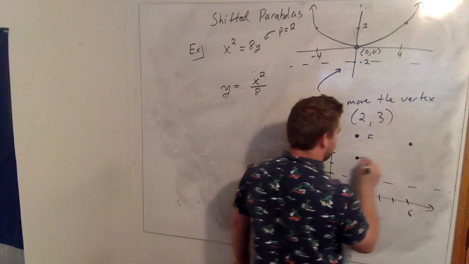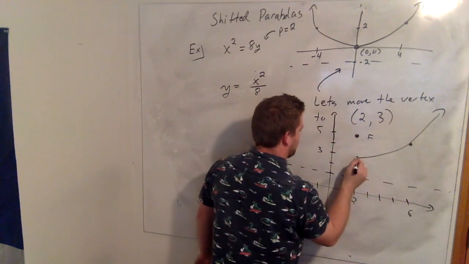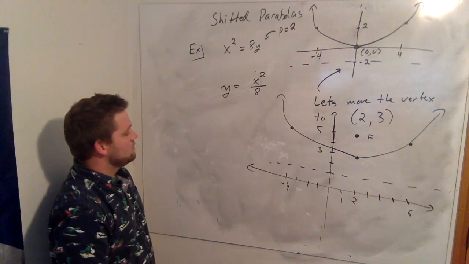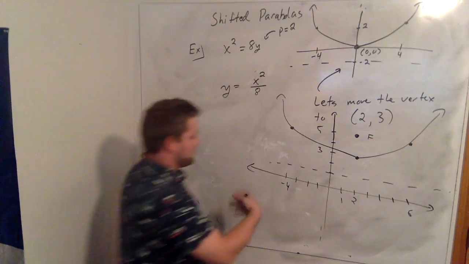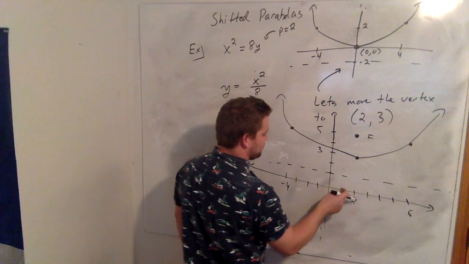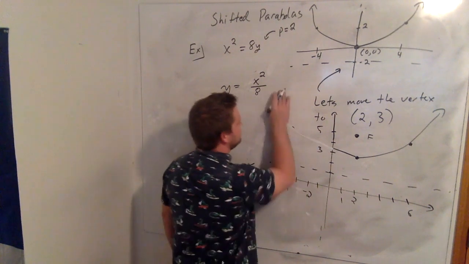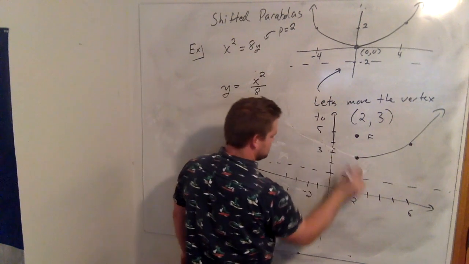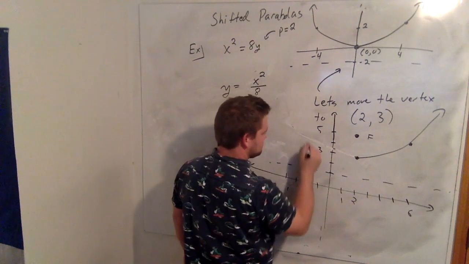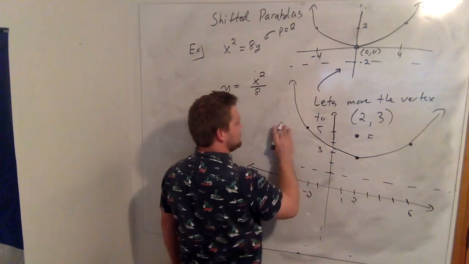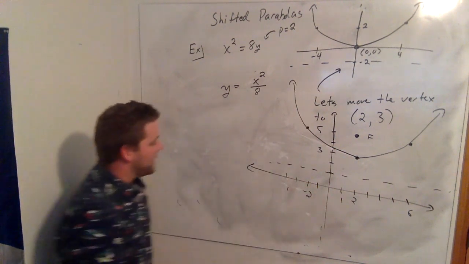So here's our shifted parabola. I want to go over 4 units: 1, 2, 3, 4. I should be at negative 2. Here we go. There we go, that's better. So here's our shifted parabola.